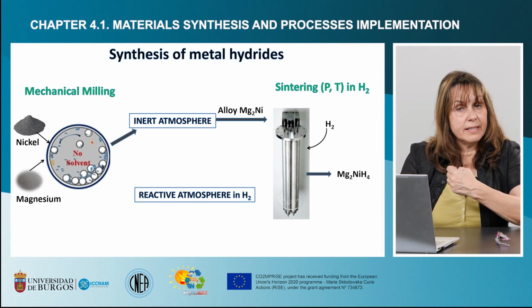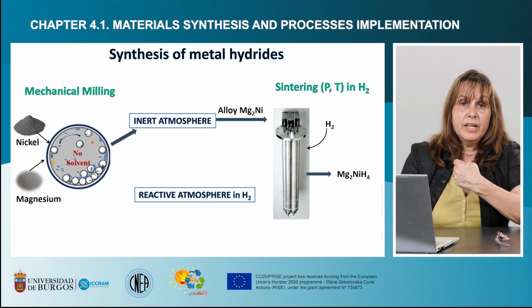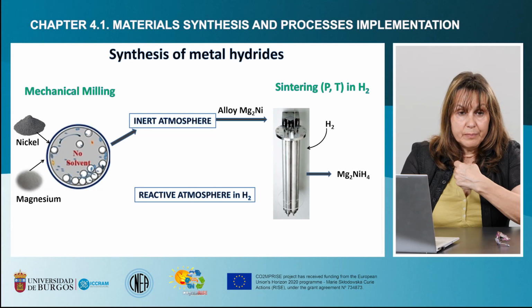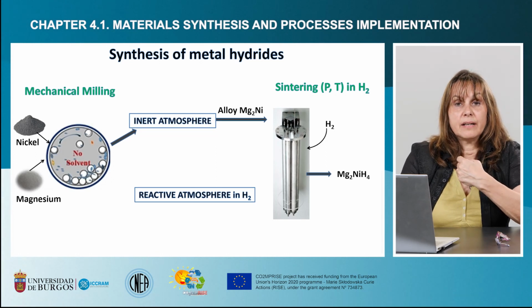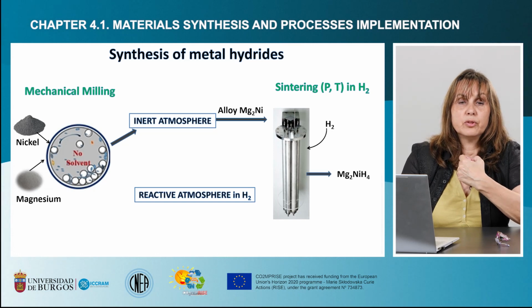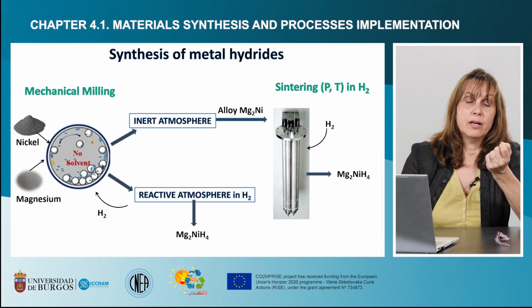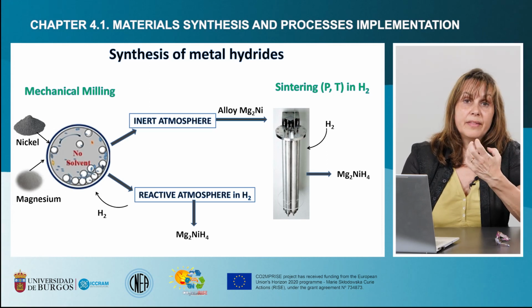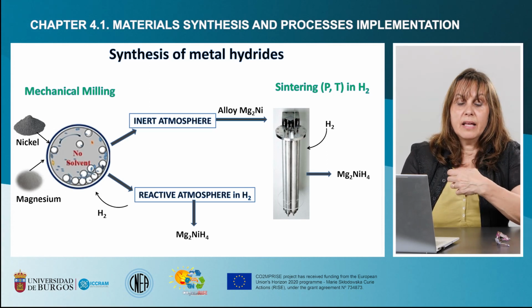In the second case, the reactive atmosphere, it is known as reactive mechanical milling. In, for example, hydrogen, it is possible to alloy the nickel with magnesium and simultaneously form the new hydride, a complex hydride, during the milling.